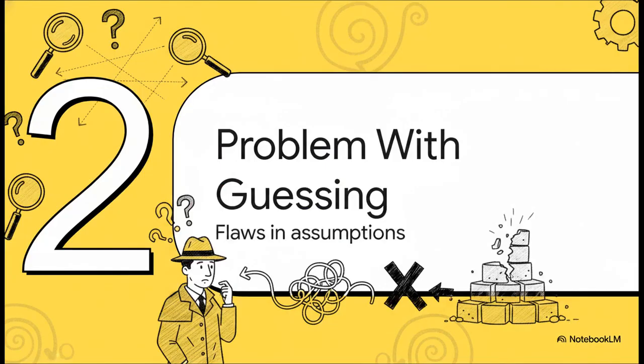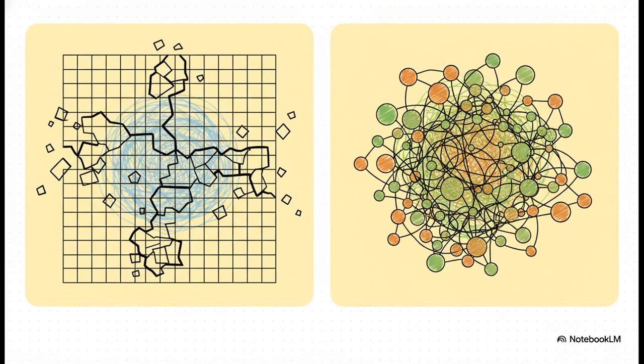Which brings us to Section 2, the problem with guessing. To trace these footprints, older detective methods relied on a technique that frankly had a massive, fatal flaw. These classical methods required you to assume a very specific mathematical role for how influence propagates. You basically had to force a specific theory of the crime right from the start.